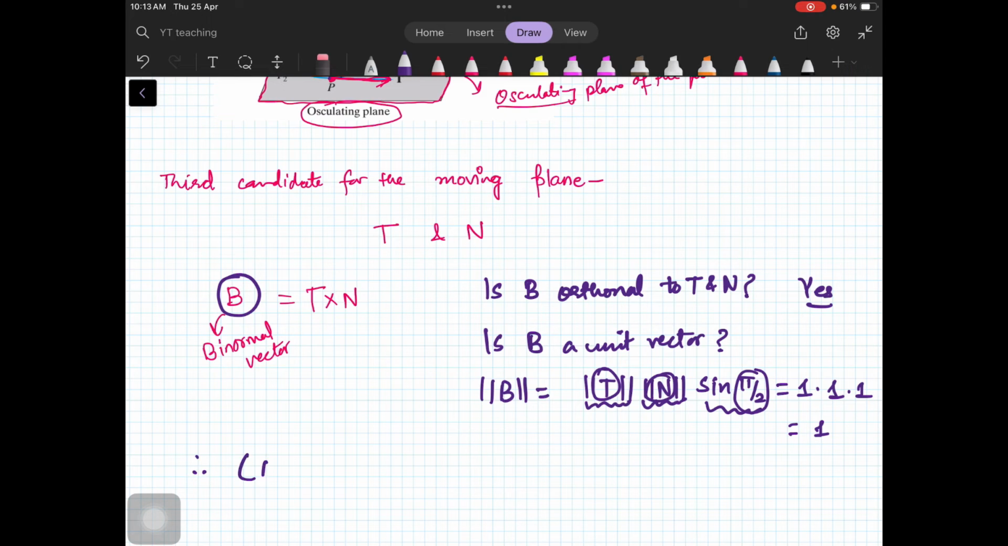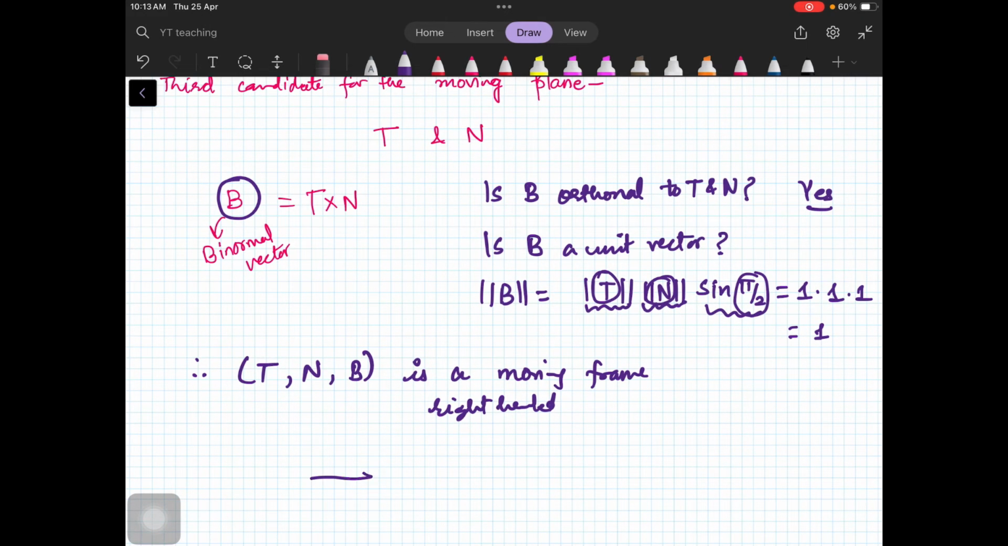Therefore, I get this T, N and B as a moving frame, right? And it is right-handed. Right-handed means if I take my palm here, this is my T, this is my N, and cross like this, my thumb will point in the direction of B, right? So this is our moving frame. We'll see that this is very important when we are studying space curves.